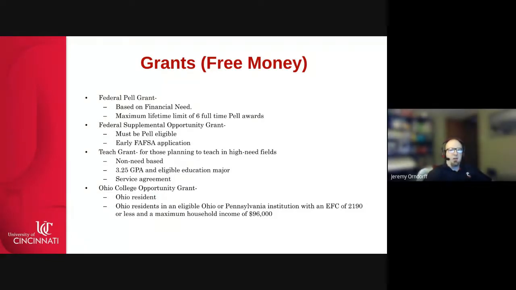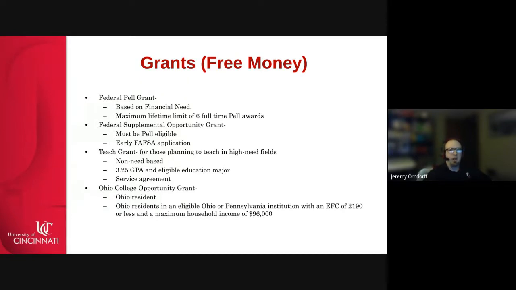This is not an all-encompassing list of grants. This is some of the big ones out there: Federal Pell Grant, Federal Supplemental Opportunity Grant, Teach Grant, and Ohio College Opportunity Grant. Some of these are specific to what degree you're getting into. Like the Teach Grant is for people who are going to be in education-related fields, teaching at certain types of schools, things like that. These all require FAFSA. There's not a separate application for each one. You do the FAFSA application, and you're applying for all of these.